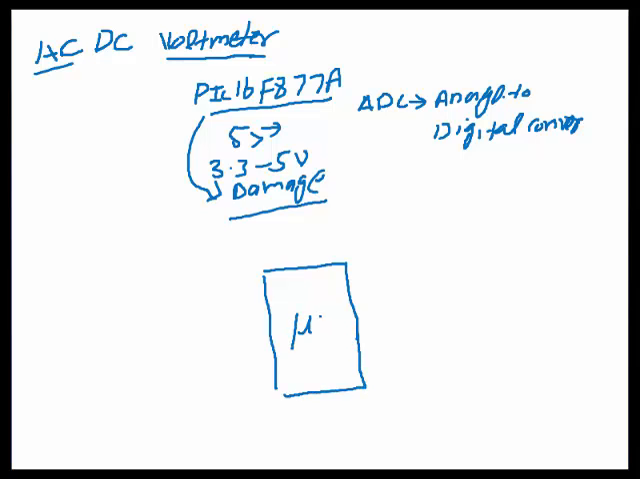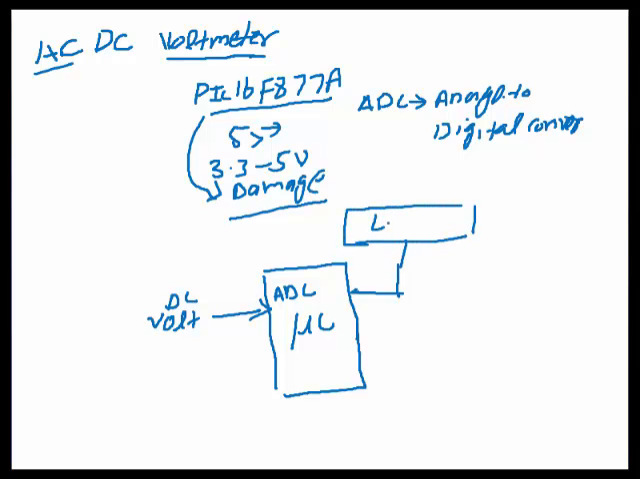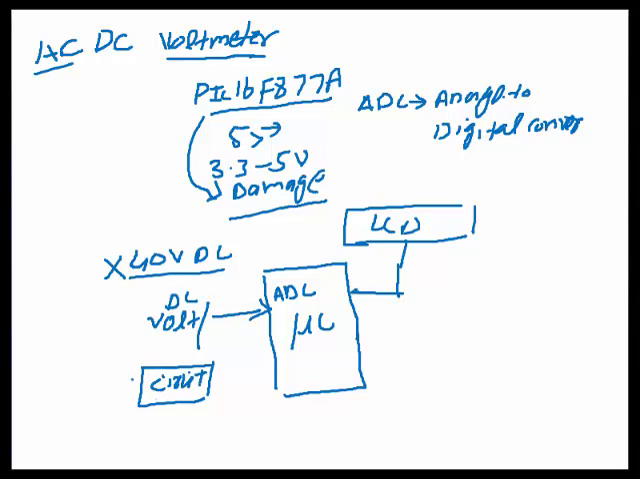So for example, this is our microcontroller, and we want to measure DC voltage, and this is connected with the ADC, and we want to display this voltage on an LCD. For example, if we want to measure 40 volt DC, we cannot connect 40 volt DC directly with the microcontroller, so we have to build some kind of circuit in between the microcontroller and the DC voltage source. So what kind of circuit can we use?